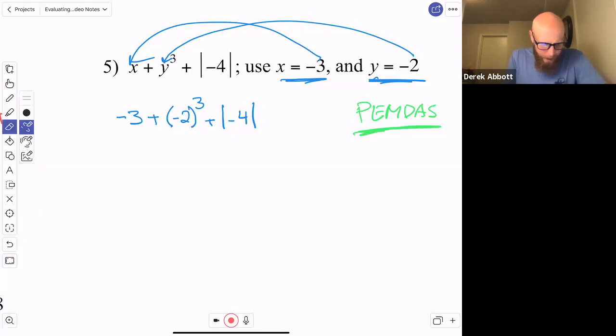Do I see any parentheses? Remember, you're treating this as a parenthesis. There's nothing more to do inside that parenthesis. We're treating this like a parenthesis, but it's a special parenthesis. So I'm going to go ahead and take care of that parenthesis first.